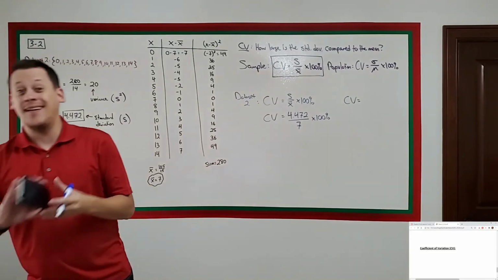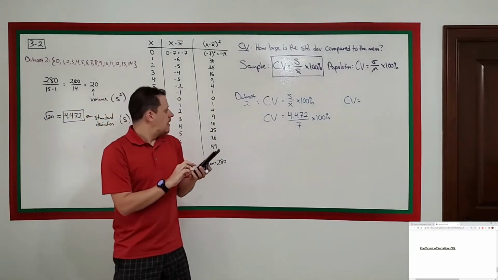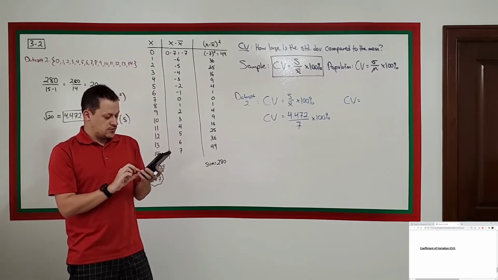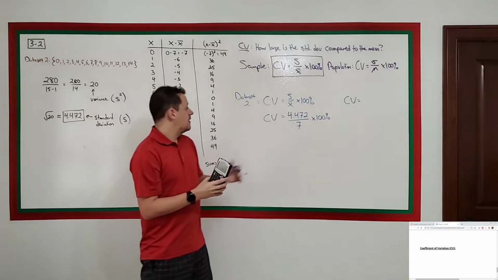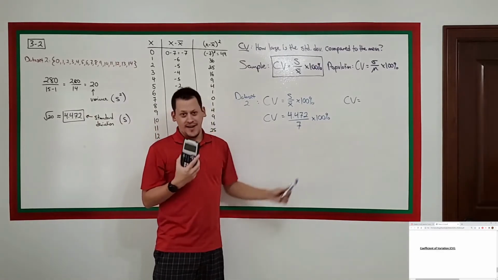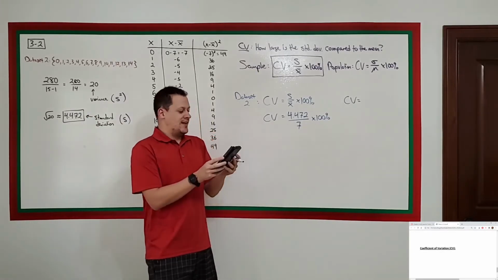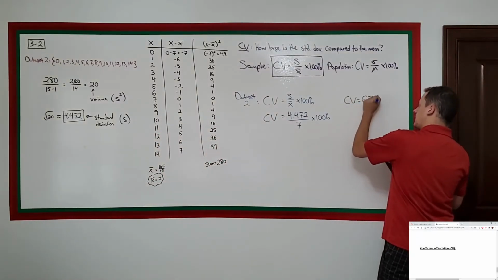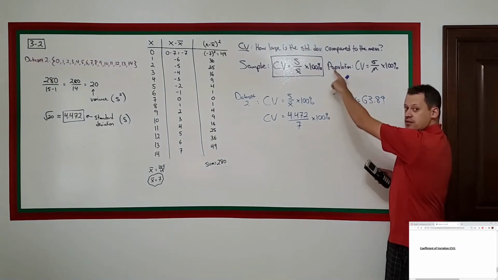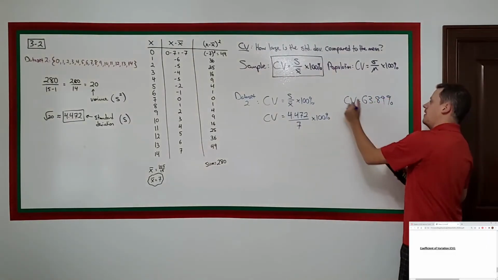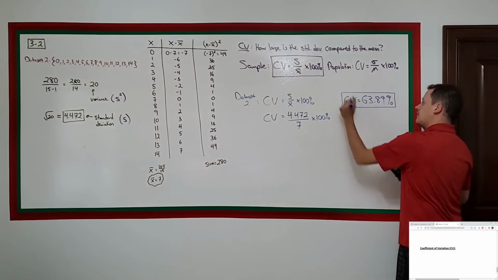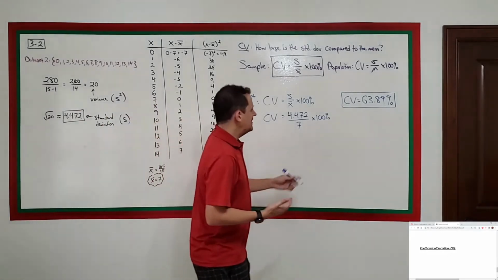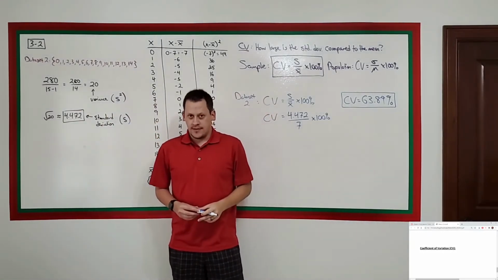And I got my calculator handy today. 4.472 divided by 7 times 100. Obviously this is 100% here, but on a calculator you would just type times 100. That gives you 63.89. The reason I put the percentage in the formula here is so you remember that this is a percentage. So for data set 2, the CV, the coefficient of variation, is 63.89%.